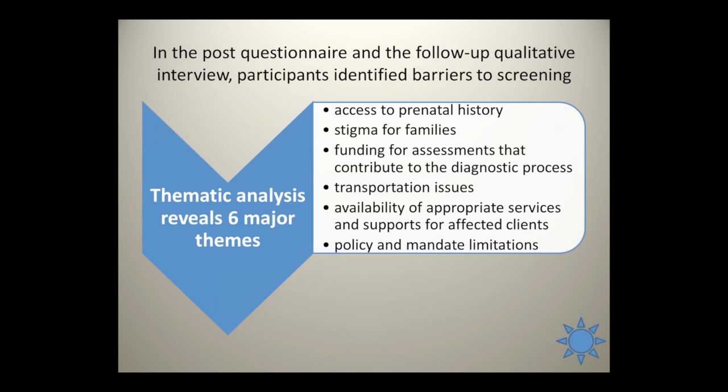In the post-questionnaire and in the follow-up qualitative interview, participants identified barriers to screening. I thematically analyzed the data to reveal six major themes, which, as I go back to the literature, support what other literature says about barriers to screening and identification: access to prenatal history, stigma for families, funding, transportation and logistical issues. The input was, we would love to take somebody down for a screen, but whose car do they go in? Who's paying for the driving down? These were really simple logistical issues. Other themes were availability of appropriate services and supports, and a discussion around policy and mandate limitations.